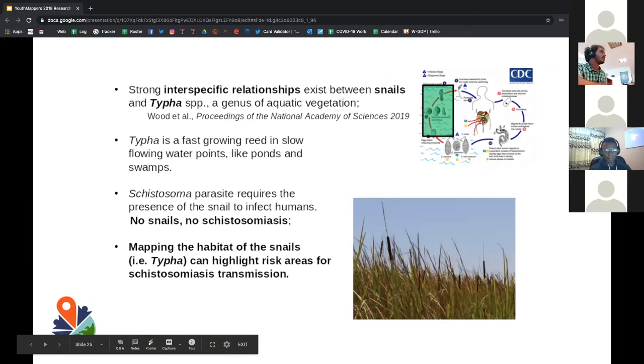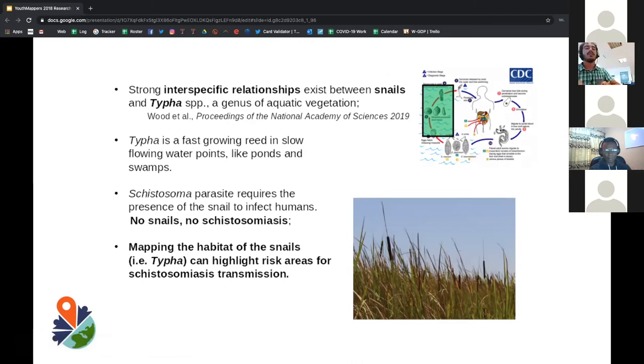And another aspect of this problem is on the environmental side, because we know from scientific research that these snails living in the water, being the middle point in this disease transmission, have a strong interspecific relation with Typha species, an aquatic vegetation. This is like a reed, the reed that you can find in ponds. And these snails live mostly in ponds with this aquatic vegetation. So, if we know where this aquatic vegetation is, we can also understand the risk areas for disease transmission. Indeed, if we have no snails, we don't have even schistosomiasis. Next slide.